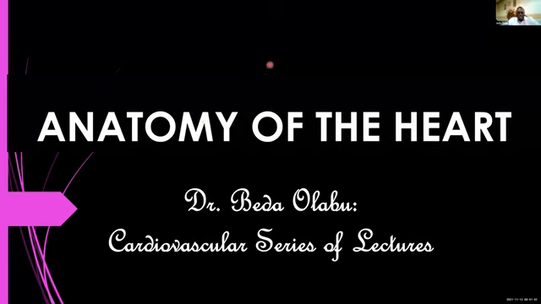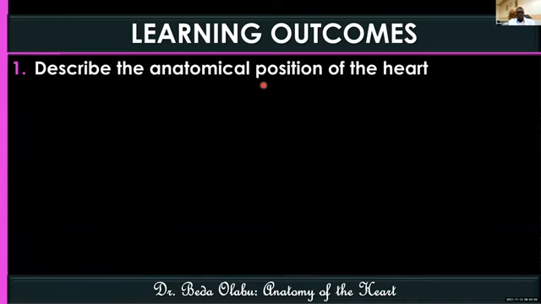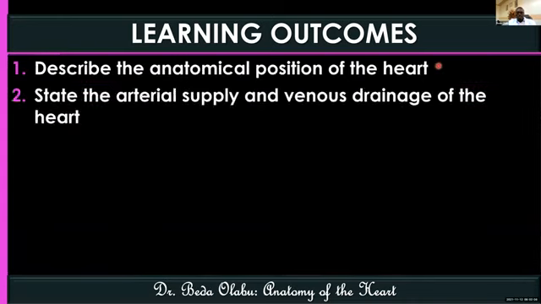Right, so in this first part of the cardiovascular lecture series, we will look at anatomy of the heart in particular. These are the things we are going to cover in this part of anatomy of the heart. We look at the anatomical position of the heart. We'll also look at the arterial and venous drainage of the heart.